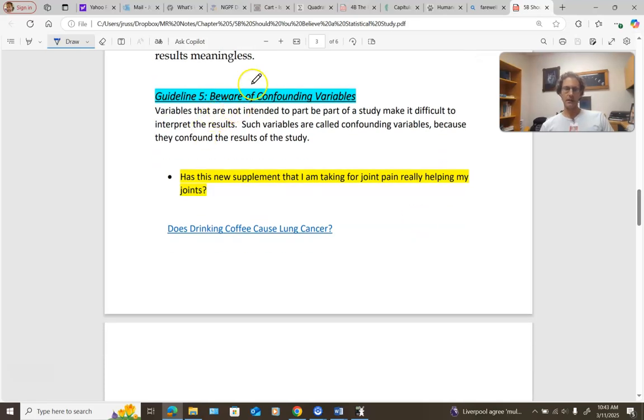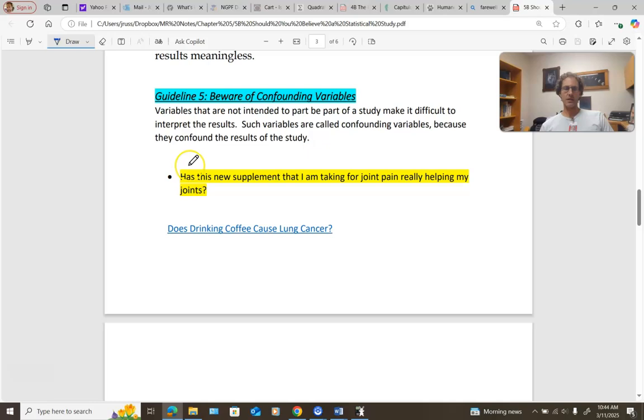Guideline number 5, beware of confounding variables. These are also referred to as lurking variables. These are variables that are not intended to be part of a study and make it difficult to interpret the results. They are referred to as confounding or lurking because they confound the results of the study. I'm going to give you an example. There's another link to a video right here that gives you another example. Does drinking coffee cause lung cancer? It's interesting. Watch that video.